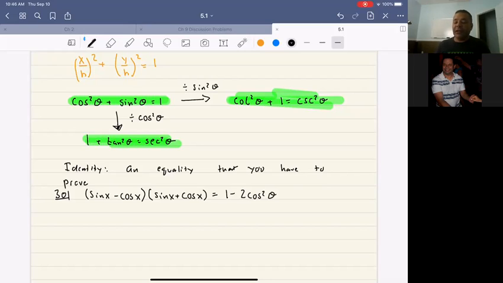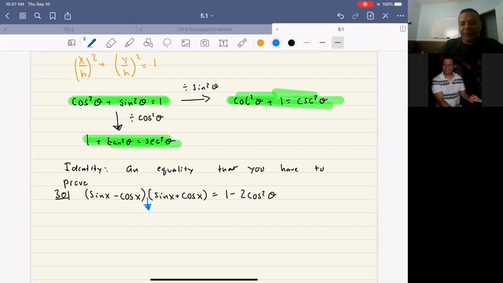Okay, so now how are we going to do that? Well, we're going to start from one side and make it look like the other. Okay, so we're going to start from this left-hand side. Normally, we start from the more complicated side and make it simpler. But sometimes we do the opposite. So, and who knows, who's to say which side is more complicated, right? Who am I to say that? Well, we're going to start here from the left-hand side.